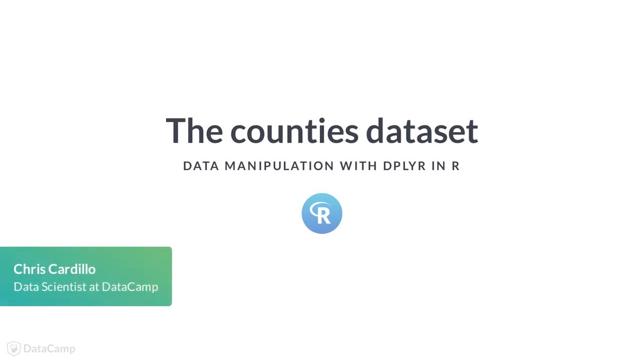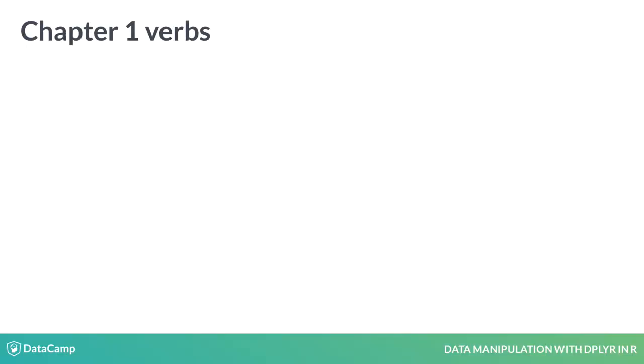In this first chapter, you'll learn to use four basic dplyr verbs to explore and transform a dataset. This course has some similarities to other DataCamp courses, especially Introduction to the Tidyverse. And if you've taken those courses, this material might be review. The four verbs you'll learn are select, filter, arrange, and mutate. By the end of this chapter, you'll be comfortable using these verbs in various combinations.